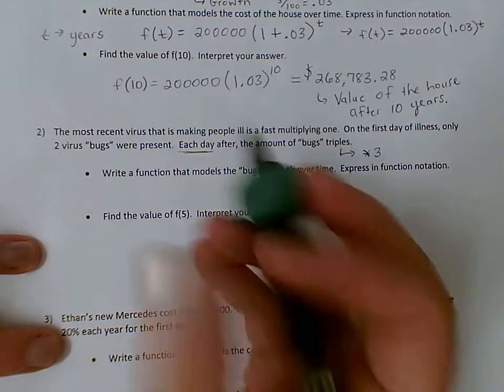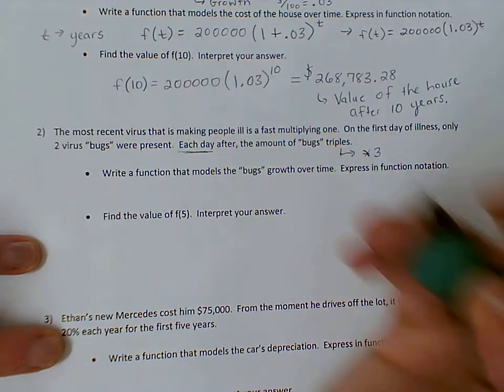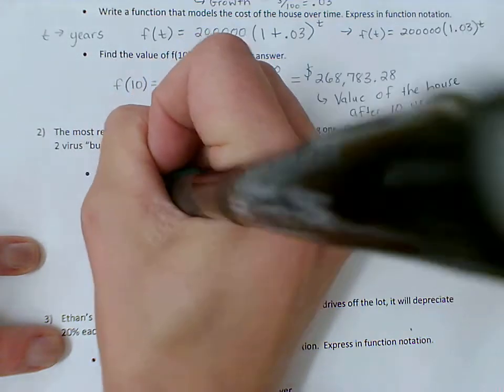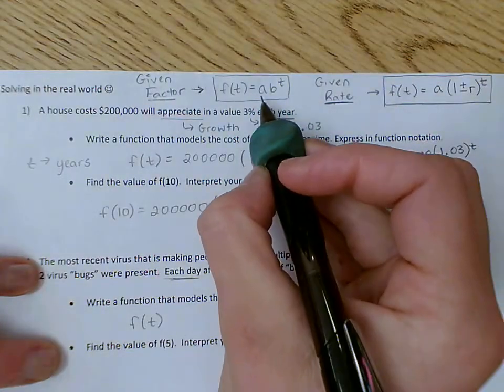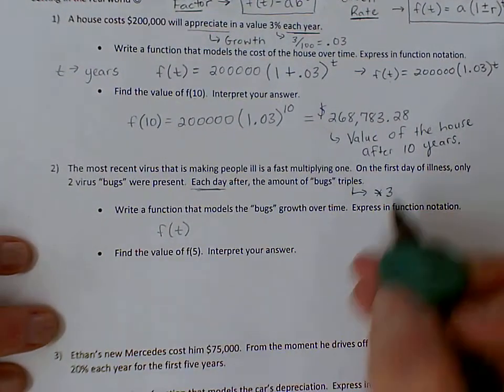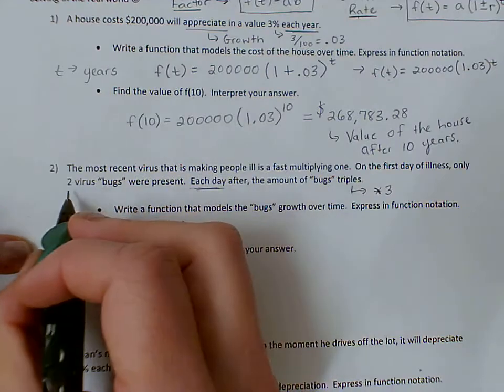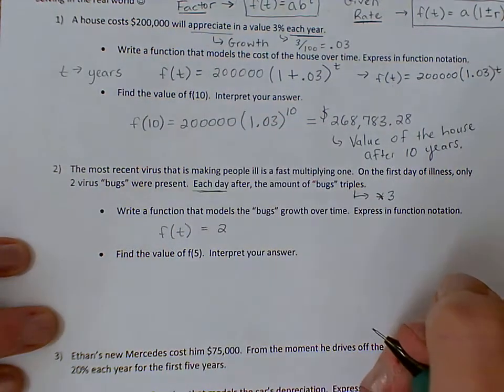Okay, so we're going to come down here to write the function over time, and we have to write it in function notation, so we're going to use that f of t. Okay, we're going to use this equation. So how many did it start with? That would be my A. So it told me down here that the first day there were just 2 of them. So you would plug in a 2 right there.